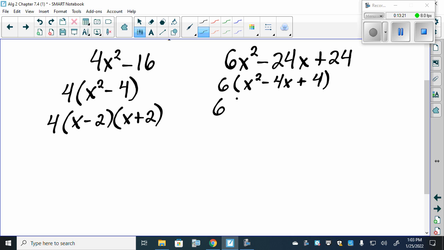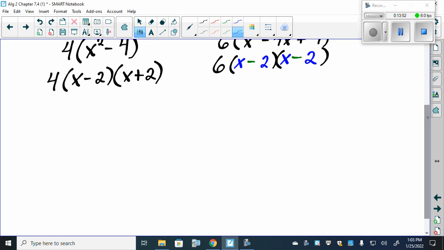Now we can factor this. Since the third term's positive, the signs are the same and they match the sign of the middle term, which would be negative. Now the factors of x squared are x and x, because that's the only factors of x squared. The factors of 4 are 1 and 4 or 2 and 2. Which one would we want? 2 and 2. So that is that one factored all the way down.